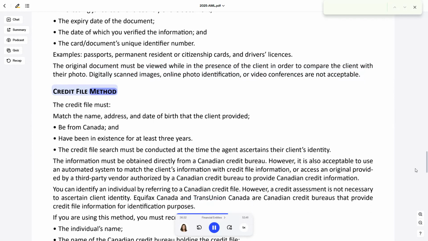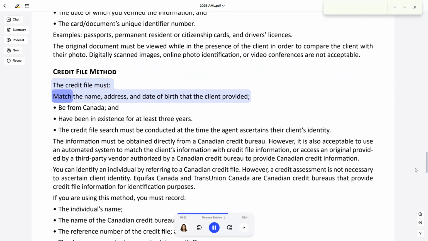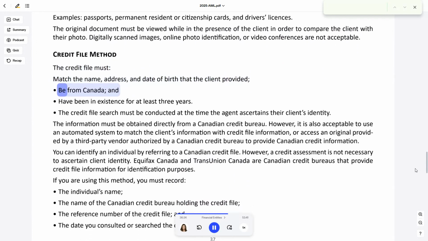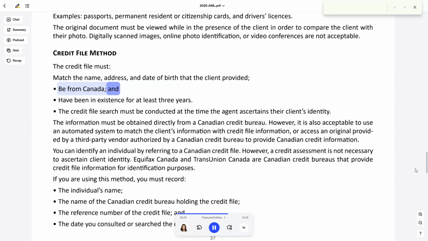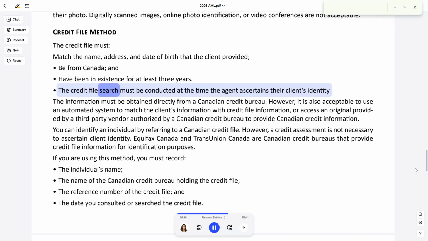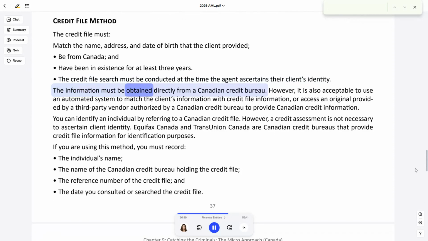Credit file method. The credit file must match the name, address, and date of birth that the client provided, be from Canada, and have been in existence for at least 3 years. The credit file search must be conducted at the time the agent ascertains their client's identity. The information must be obtained directly from a Canadian credit bureau.